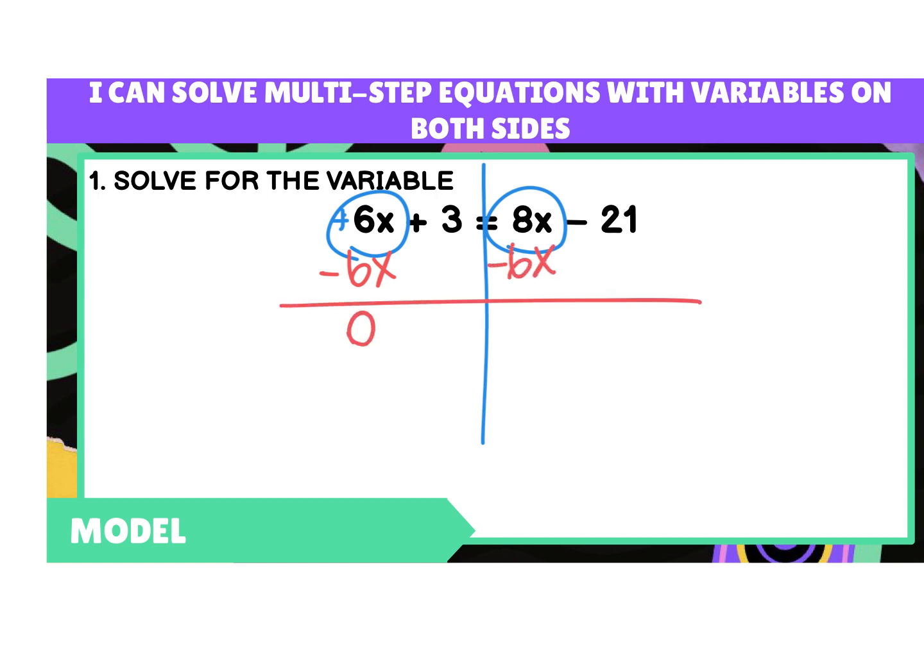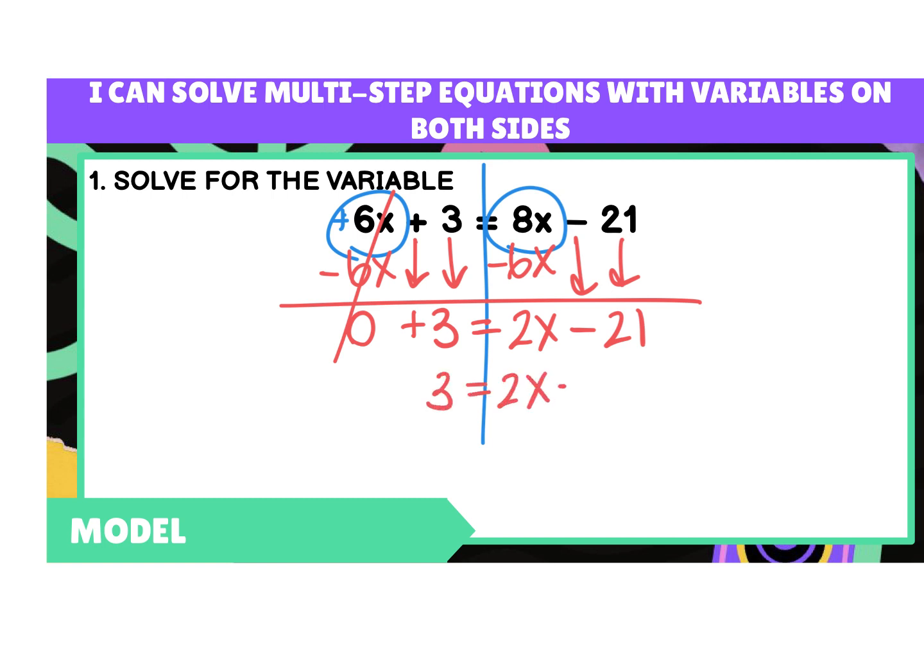This side gives us 0. If you don't want it, just make sure you're writing plus 3 so you know it's positive 3. Equals, and I know it's positive 3 because that sign is right there. 8x minus 6x gives us 2x. Bring down my minus, bring down my 21. I'm going to rewrite it as 3 equals 2x minus 21. Again, a flipped or backwards equation. We want to get the variable by itself, which means we want to get rid of or eliminate the negative 21.